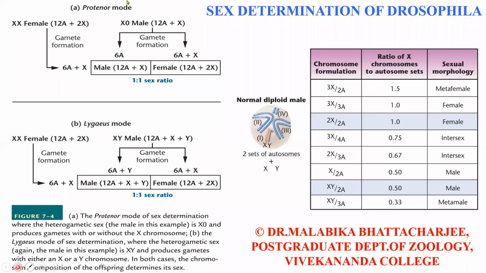As you can see, this is another picture which is telling us about the different modes of sex determination. Now there are two names given. One is the Protenor mode. This picture is from Klug and Cummings. One is the Protenor mode and the other is the Lygaeus mode. And in the Protenor mode, as you can see, during gamete formation, there are 12 autosomes and 1 X chromosome. So this is the XO method of sex determination.